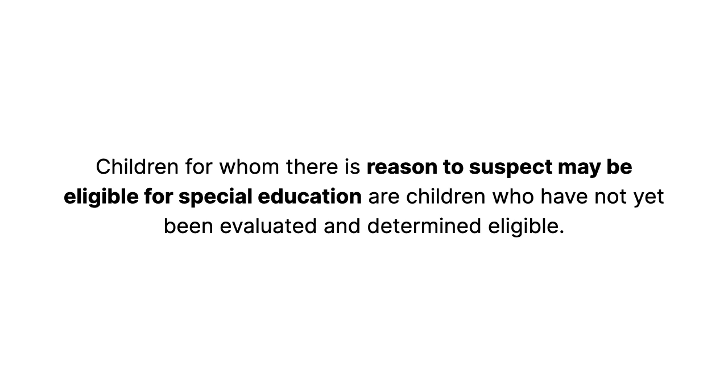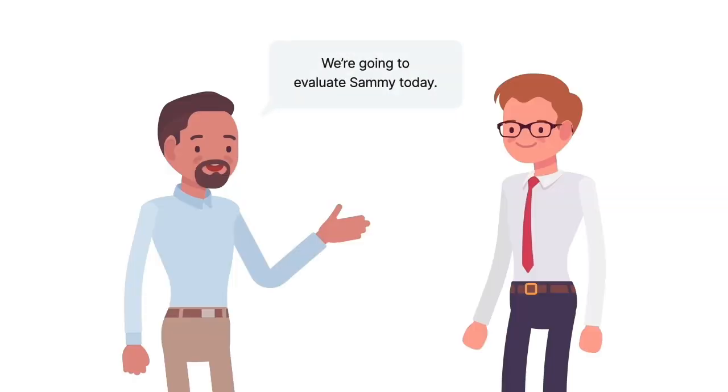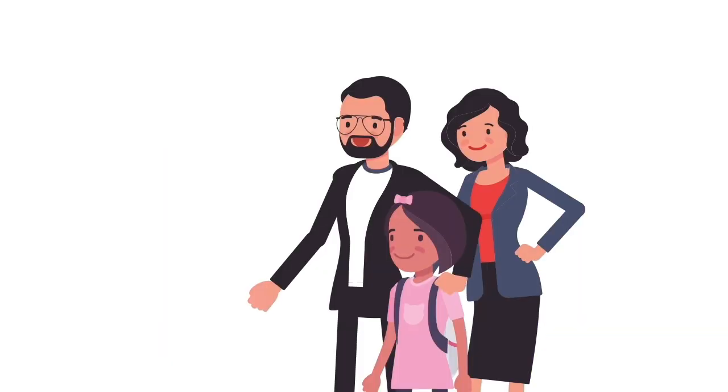Children for whom there is reason to suspect may be eligible for special education are children who have not yet been evaluated and determined eligible, but, based on their individual circumstances, may be showing a need for more support either behaviorally, academically, or even socially. This might include students receiving intensive interventions through general education, a student who has a diagnosed disability from a medical provider, or a child who is in the process of being evaluated by the school to determine if they're eligible for special education services. Or it may be that you, as the parent, suspect the need for special education, and the district agrees that there is reason to suspect a disability and the potential need for special education.